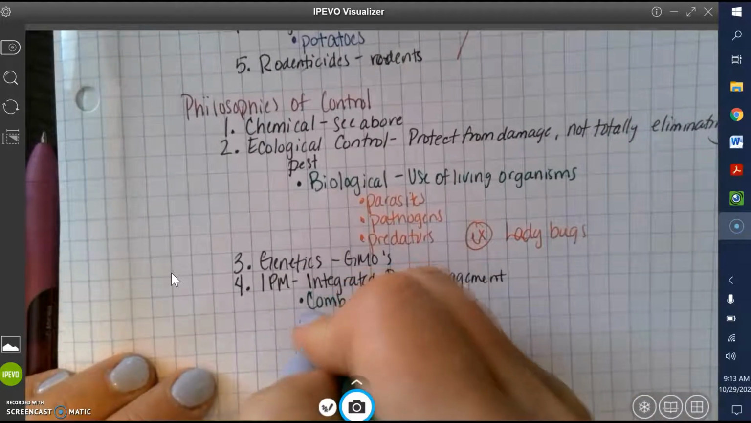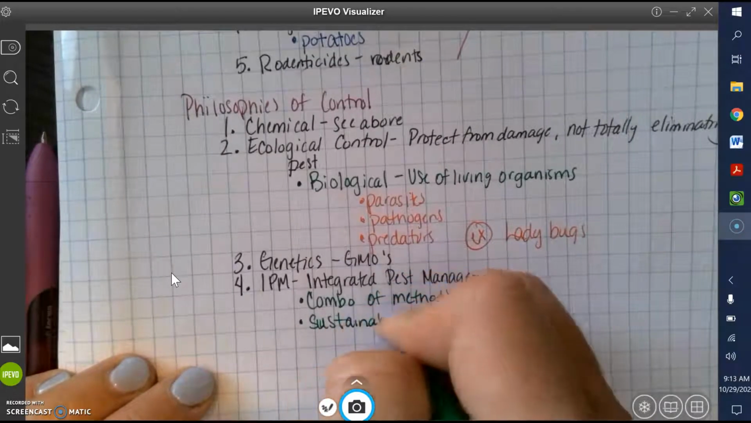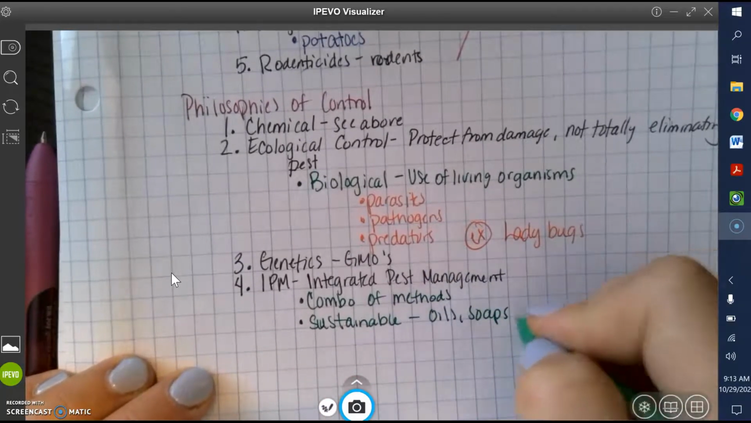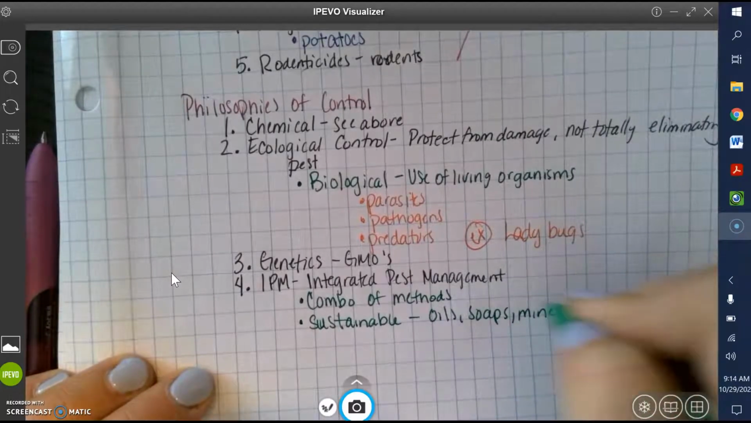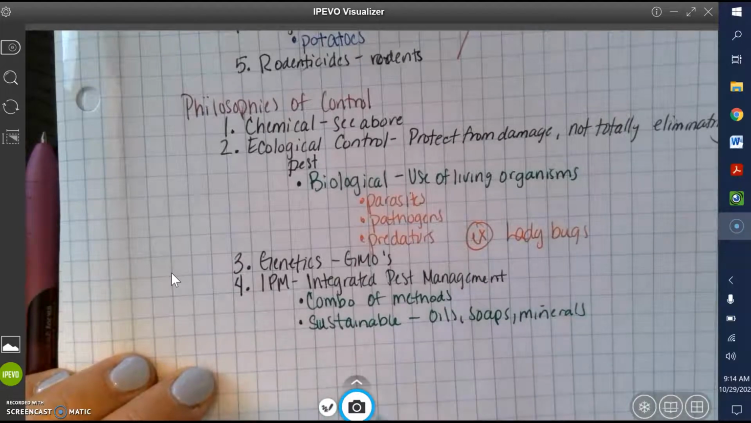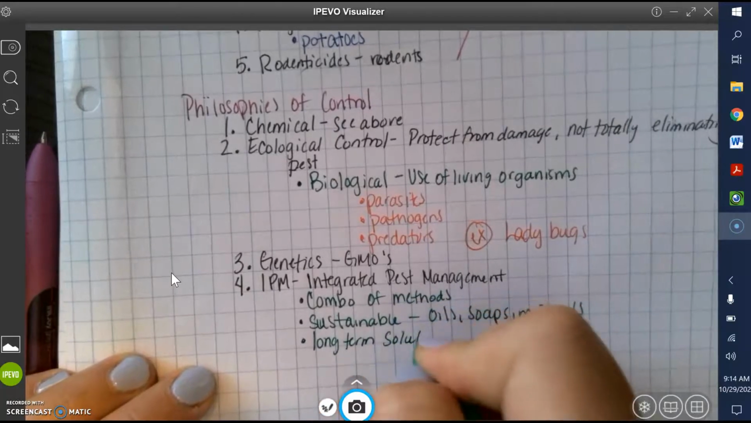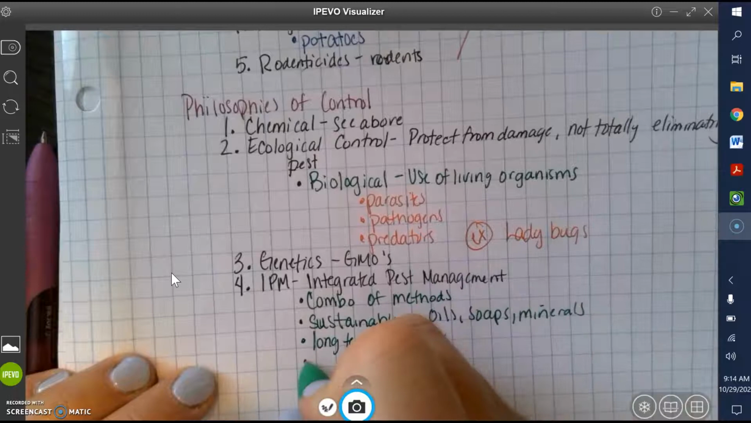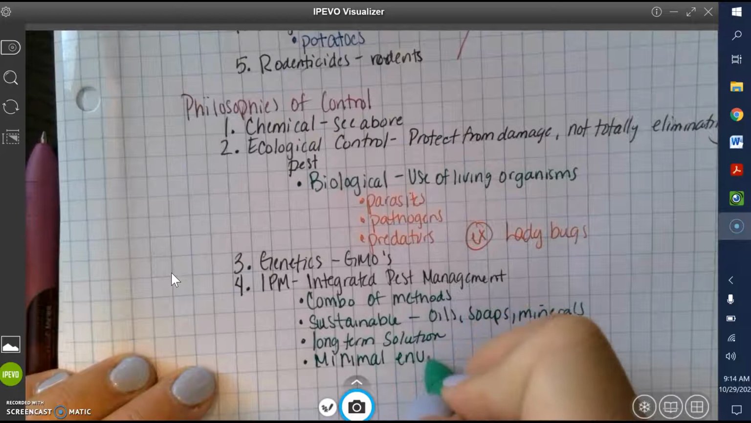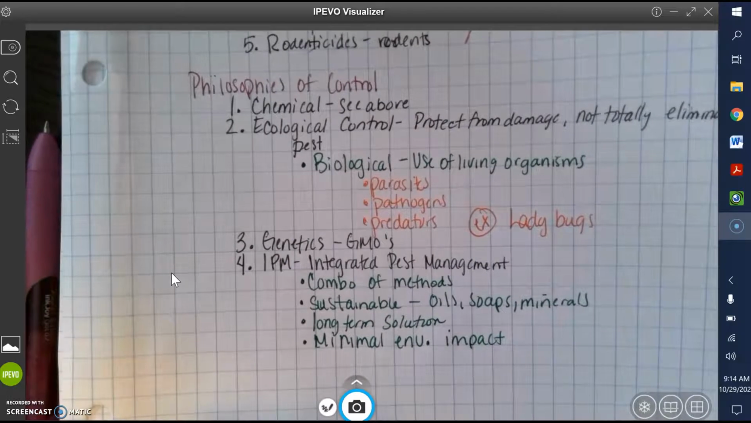And typically this is something that's sustainable. We're using things like oils, soaps, minerals, other ecological things, so maybe some chemicals, we're combining everything. This is more of a long-term solution. And the great thing about this is it has minimal environmental impact, right? Minimal environmental impact.